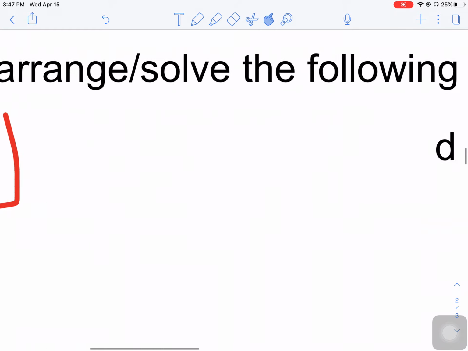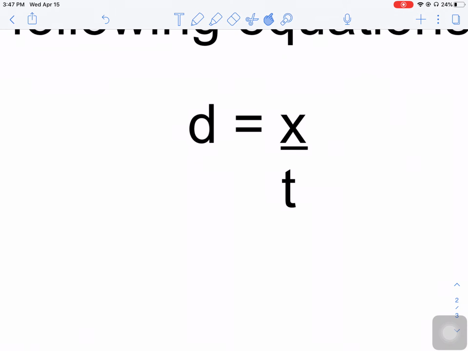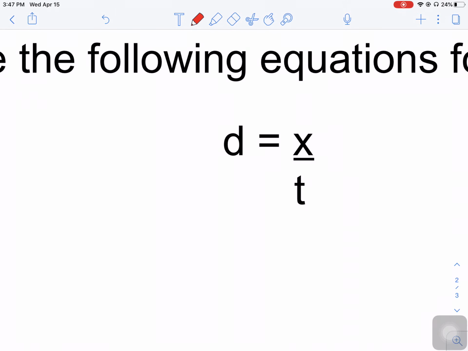Let's do another one. All right, d equals x over t. Remember, we want to get x all by itself.